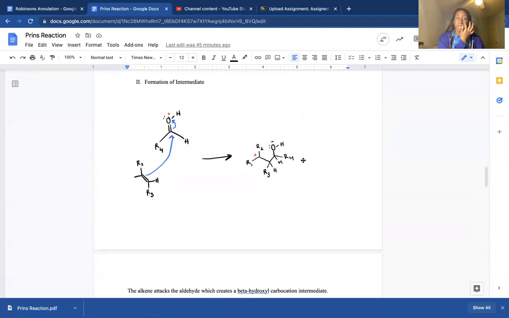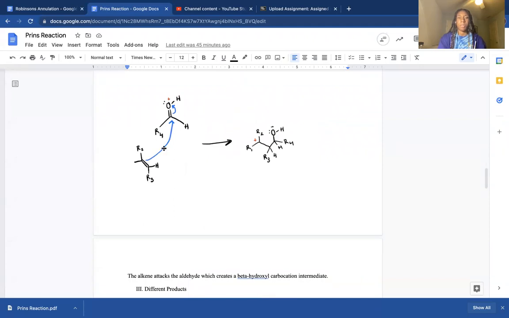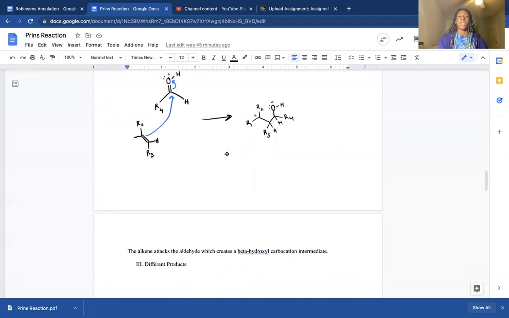Step two is the formation of the intermediate. So again, like how I explained, you see the double bond moving to this carbon and this double bond moving to the oxygen. And as a result, you get the joint combination of the final product, or not the final product, but basically this is the transition and this is the intermediate. So the alkene attacks the aldehyde, which creates a beta hydroxyl carbon intermediate. Here's the beta hydroxyl carbon intermediate.